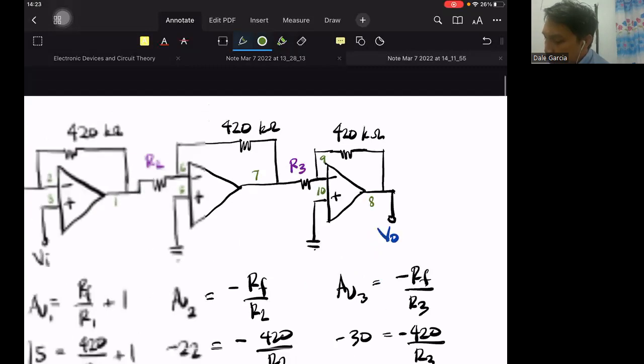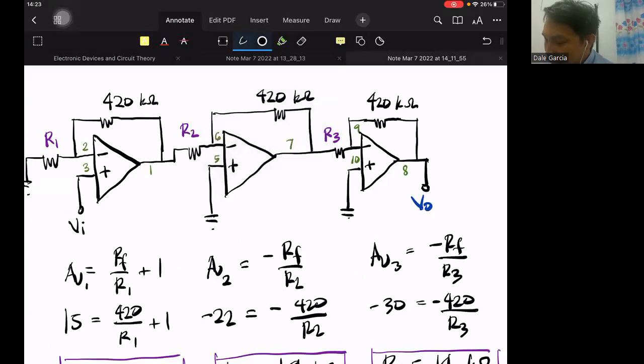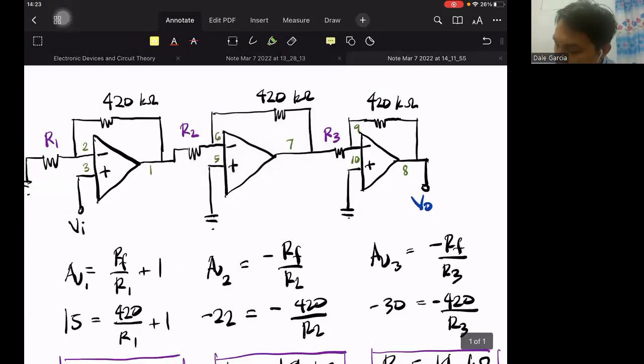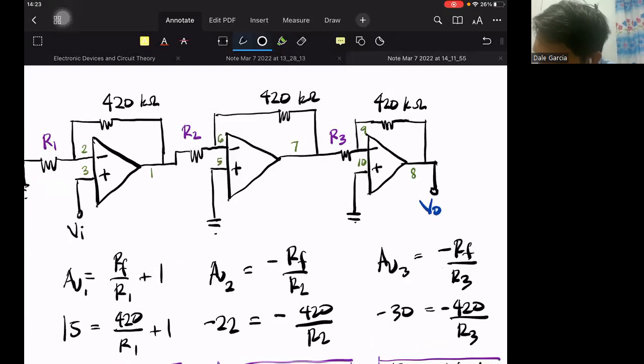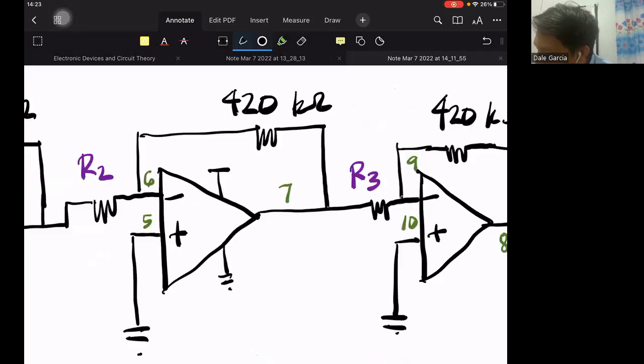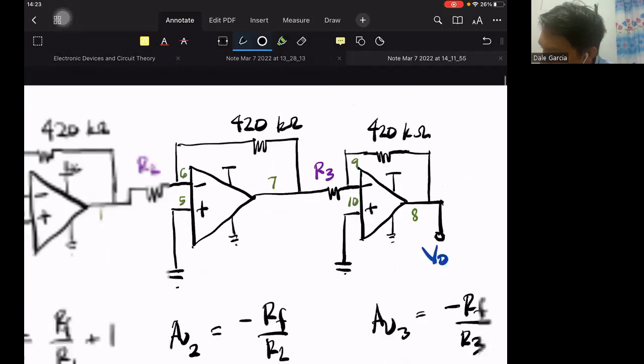If you want additional detail, we can place the VCC and ground. So VCC is 4 and ground is 11. So VCC is 4, and ground is 11. VCC, ground. So 4. Okay.